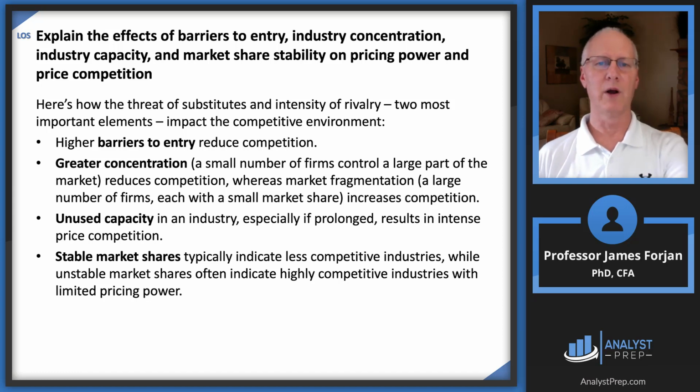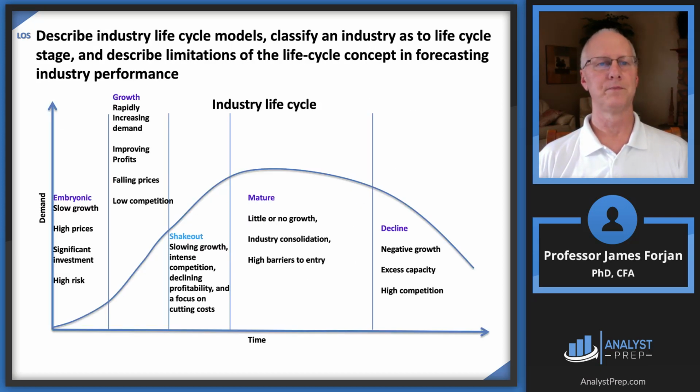And then stable market shares. If the donut firm always had a 20% market share, that's probably an indication that there's not too much competition. All right, so here's this LOS. Explain these 4 things on pricing power and price competition.